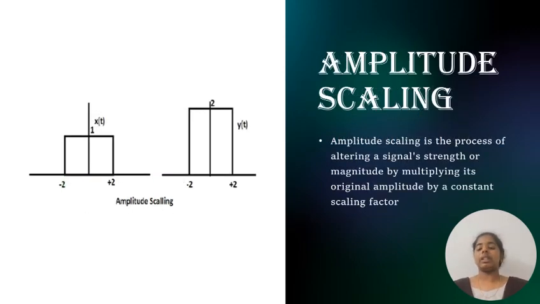Now let's discuss the fourth operation, amplitude scaling. Amplitude scaling is a process of altering a signal's strength or magnitude by multiplying its original amplitude by a constant scaling factor. In amplitude scaling, we multiply a constant before the function. If y of t equals x of 2t, we will multiply a constant before x of 2t.